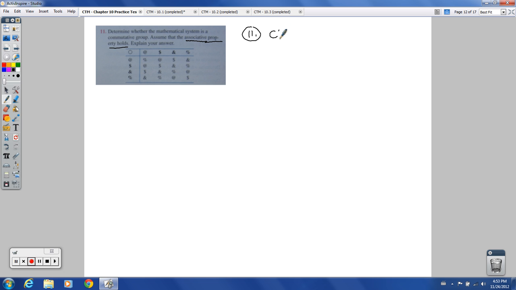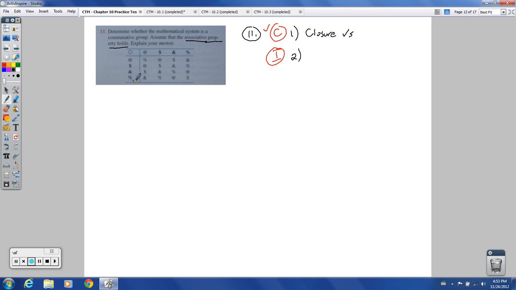So is it closed? Just closure check. You would say, yeah, closure checks. And so this is kind of our step one here. Closure checks. And so this is my C part. That's good to go.